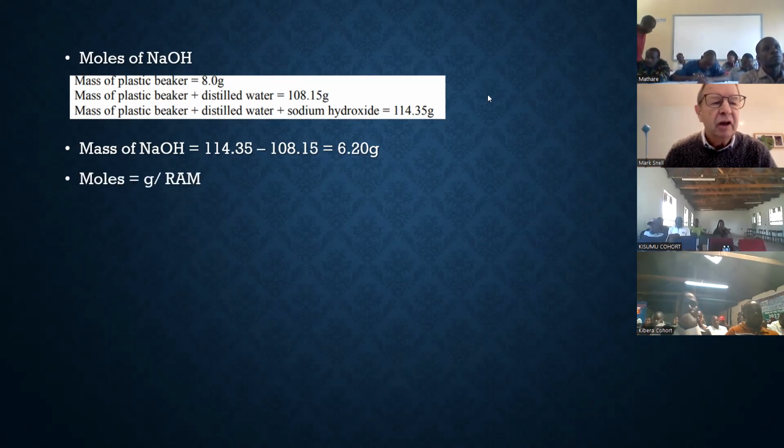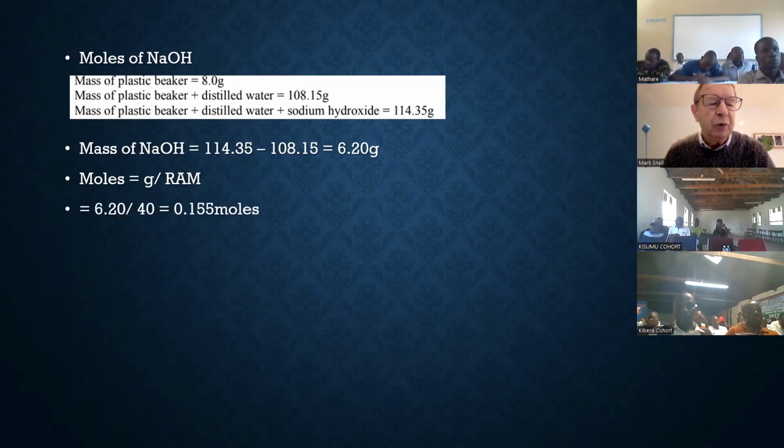The next bit was moles. And so the moles is grams over RAM, easy. For those of you who have come to some of my lessons with the students, you'll know moles are RAM underground is a good way of remembering. So it's 6.20 divided by 40, which is the RMM of sodium hydroxide, which makes it 0.155.